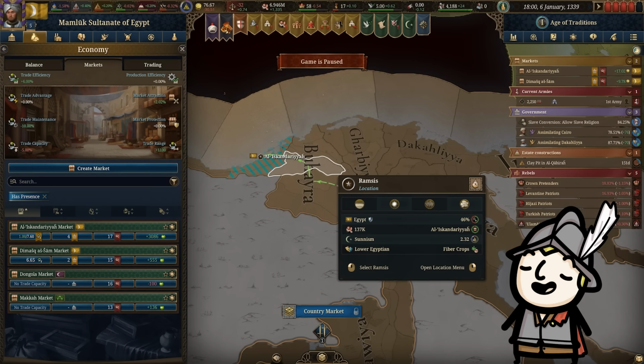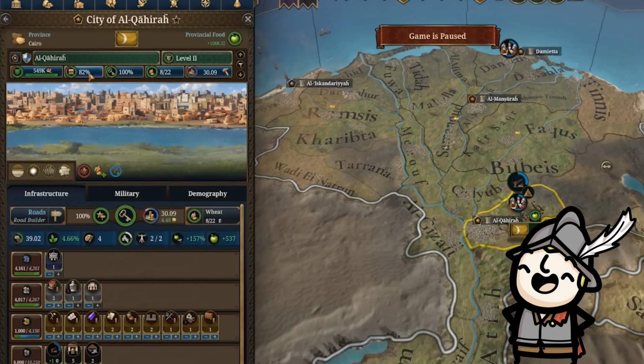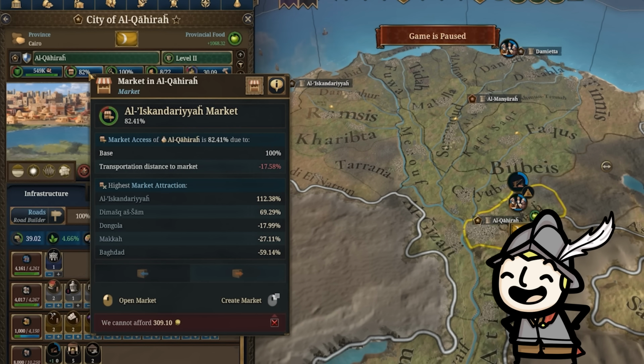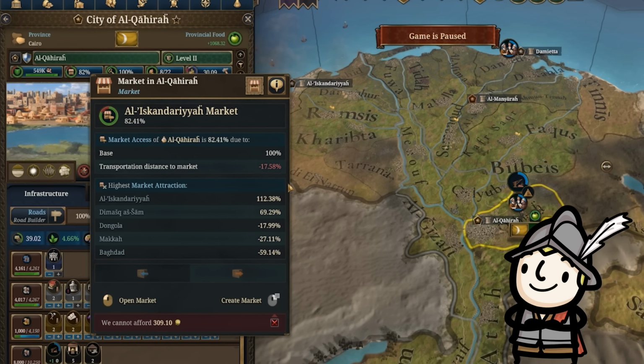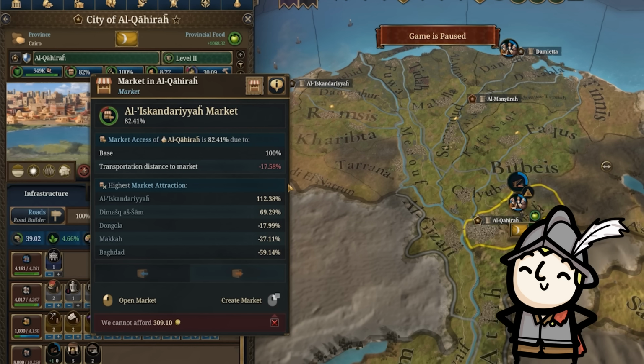Just like control, a lack of market access can decrease the value that you can extract from buildings. For RGOs, it will simply reduce the location's tax base, just like control. But when we're talking about buildings, it's a little bit different. At the individual location level, market access can be found right here. You can see that the transportation distance to the market is reducing our market access. Another point of interest is that whatever market capital is easiest to access is the market that location belongs to.